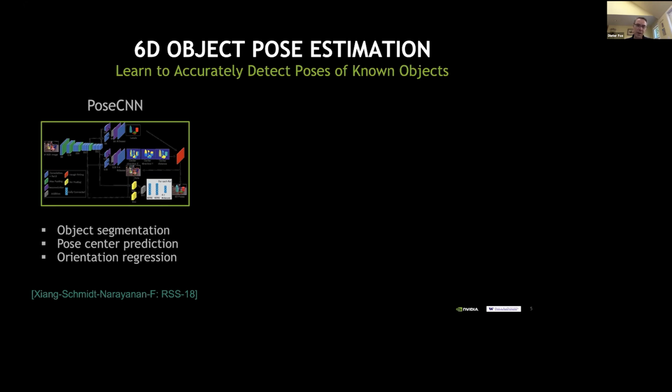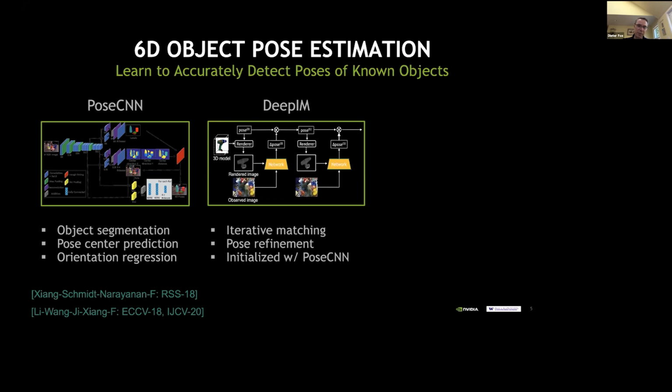Another line of work that I want to mention is DeepIM, which is a technique that uses this idea of iterative matching, which is somewhat related to, you could imagine, iterative closest point, but in this case, it's actually a deep network that is trained to match rendered 3D object models against images, and it outperformed by a significant margin previous techniques based on this notion of iteratively matching rendered models into the scene. And that now is also working with depth and color information.